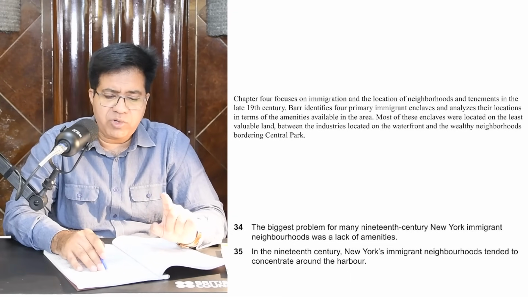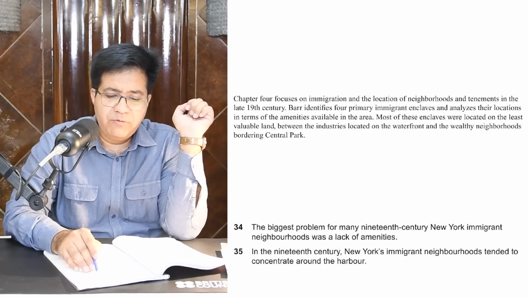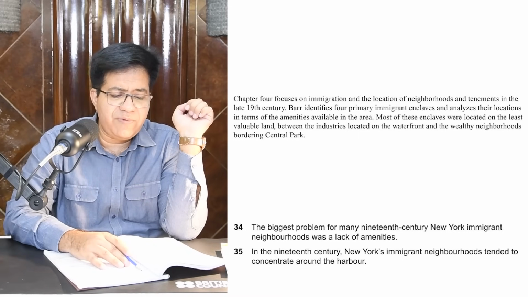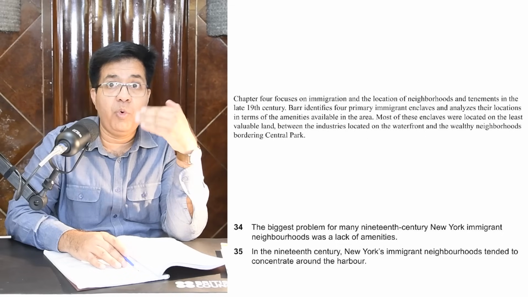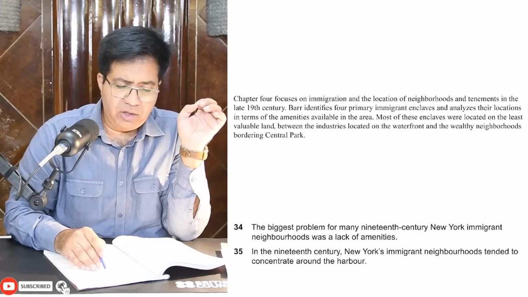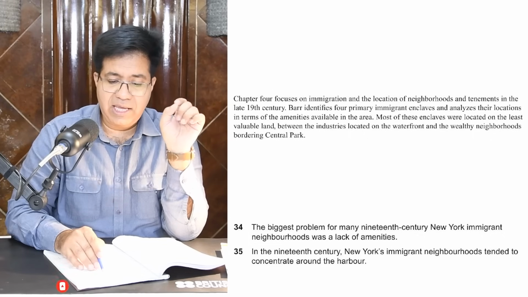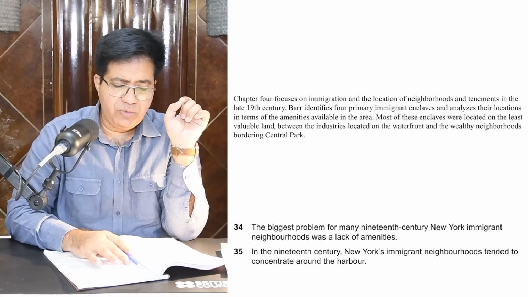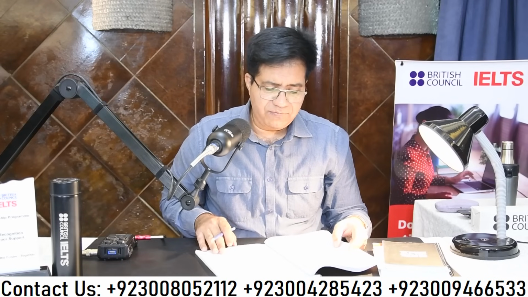Okay, let's read it. Most of these enclaves, now these enclaves were immigrant enclaves, were located on the least valuable land. Now see, the land near the port is most valuable. Between the industries located on the waterfront. Now waterfront does not mean harbor. And the wealthy neighborhoods bordering Central Park. So the correct answer for 35 is no.